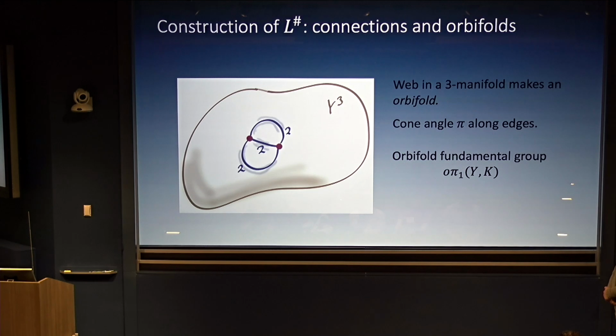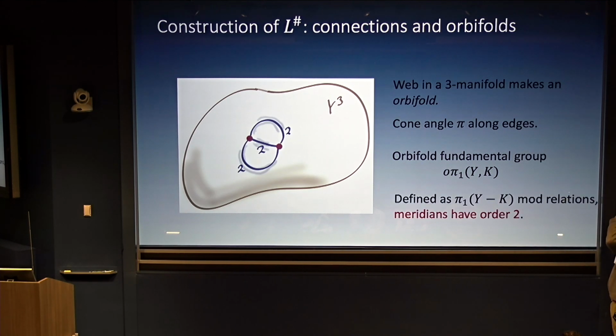Such a thing that's an orbifold has an orbifold fundamental group. For typesetting purposes, I'm calling it O pi, for orbifold pi 1. That's the ordinary fundamental group of the complement of K, modulo relations, and the relations say that there's order 2 for those little loops going around the edges.